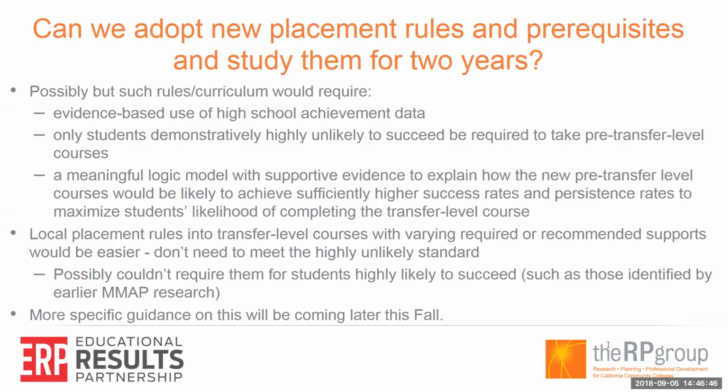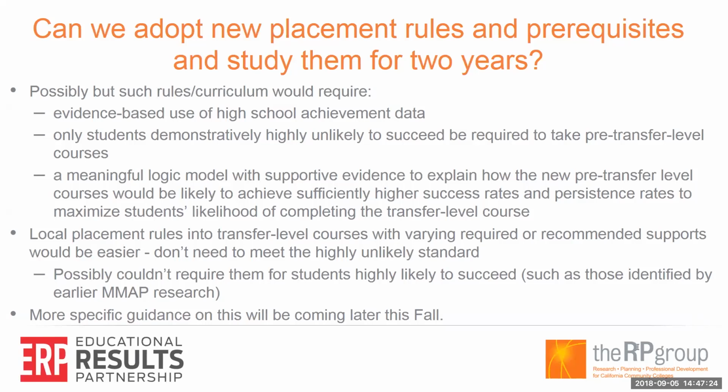You can only place students in pre-transfer level prerequisites if you can demonstrate that they're highly unlikely to succeed in a transfer level course. And you've got to be able to provide supportive evidence that suggests that this new pre-transfer level course that you've developed is going to have higher success rates and persistence rates sufficient to maximize those students' likelihood of completing the transfer level course. So it's totally possible and plausible. And if you have that type of curriculum, the whole state is going to be eager to hear about it. But you're going to need to show your work.